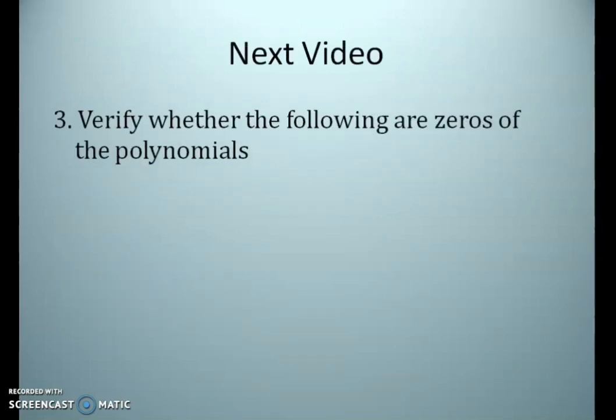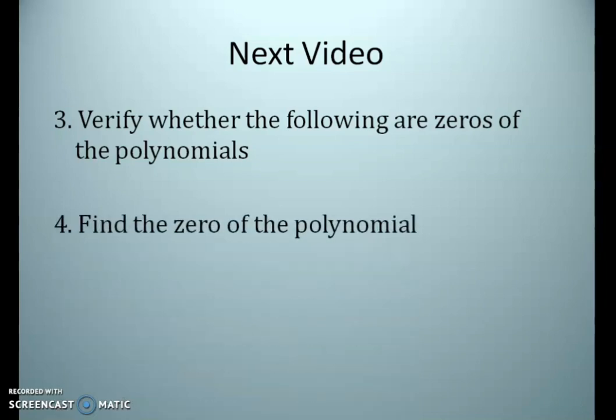So in the next video, we'll solve the problems for the next 2 questions: verify whether the following are zeros of the polynomials and find the zero of the polynomial.